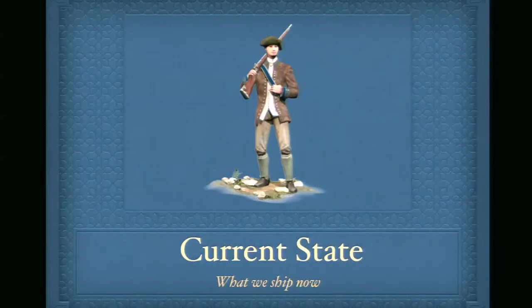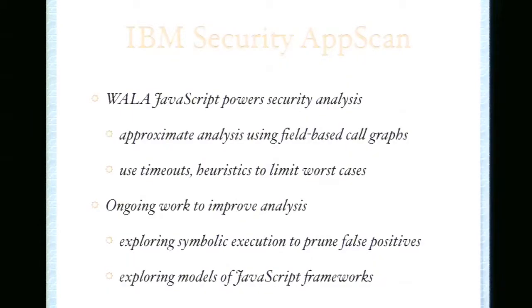So what does that mean? So this is what we've built. Another question is, so what do we actually ship? And the products that we focus on now with WALA JavaScript are IBM AppScan, IBM Security AppScan. These are the products that look at web pages, either from a developer who's writing them or from a testing tool applied to a website. And what we actually ship is the approximate analysis, the field-based approximate thing I just talked about. And the reason we ship this one is this is the one that terminates.